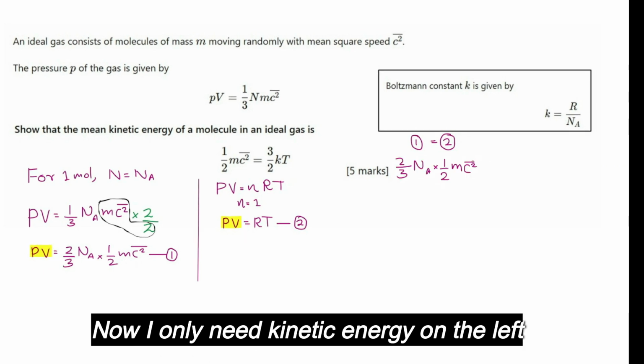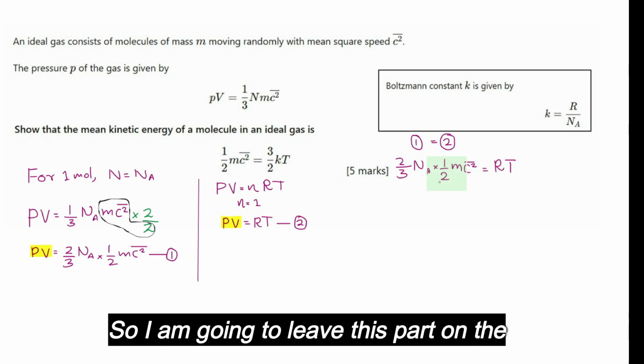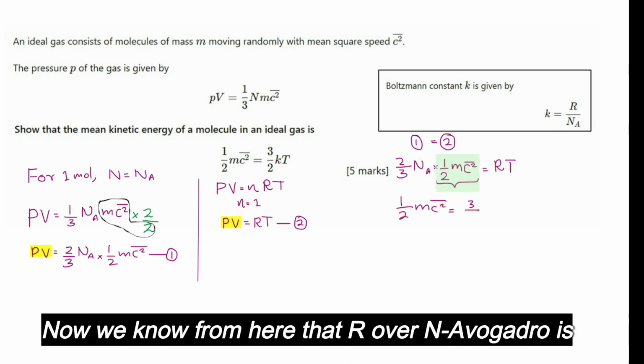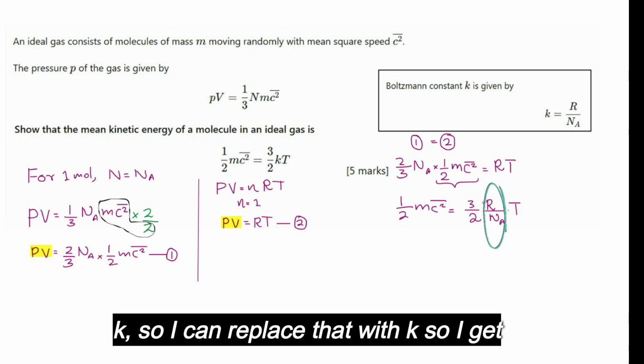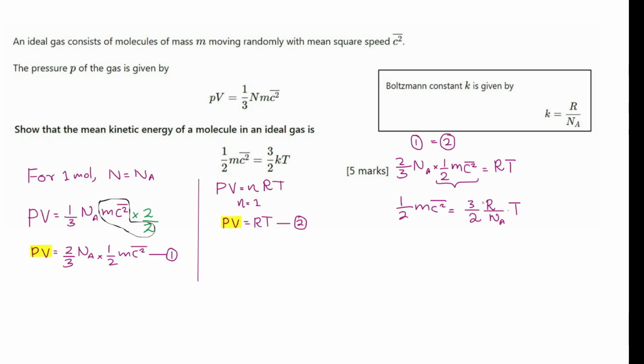Now I only need kinetic energy on the left hand side. So I'm going to leave this part on the left hand side. Now we know from here that R over Na is k. So I can replace that with k. So I get half m c squared bar is equal to 3/2 kT. Done.